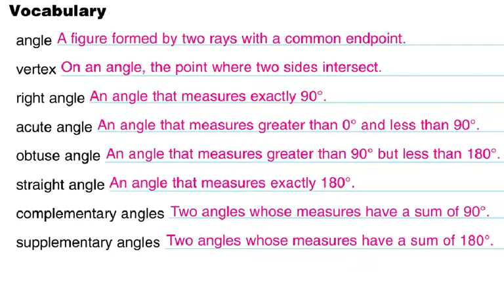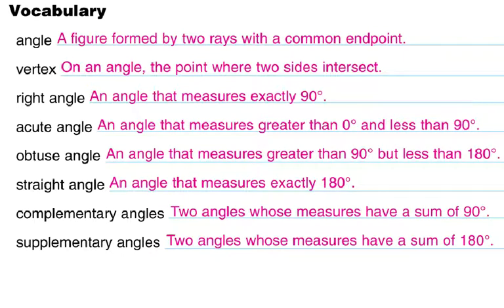Next, we have four types of angles. A right angle measures 90 degrees. An acute angle has to be less than 90 degrees. An obtuse angle is an angle that is greater than 90, less than 180. And a straight angle looks like a straight line. It's exactly 180 degrees.